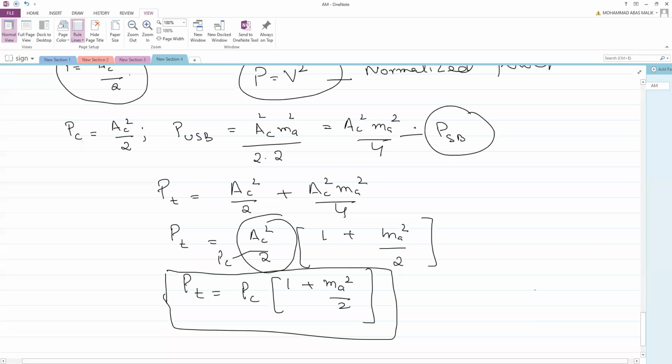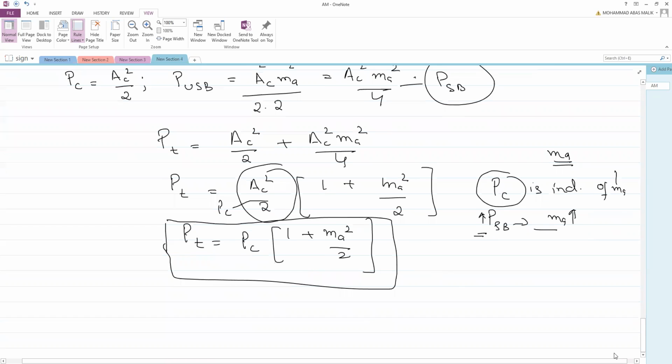You can finally conclude that the carrier power PC is independent of the modulation index ma, but your sideband powers are dependent on ma. So as you increase ma, your sideband power increases. But PC will have no effect from ma. That means as you increase the modulation index, carrier power will remain constant, but it will subsequently increase the sideband power. That's one relation you should remember.